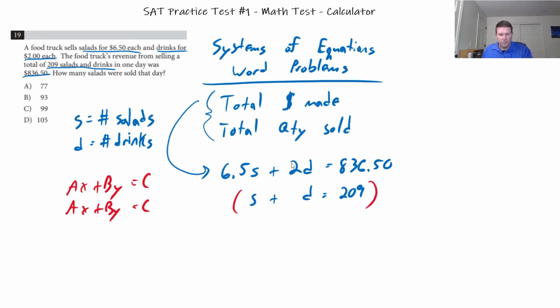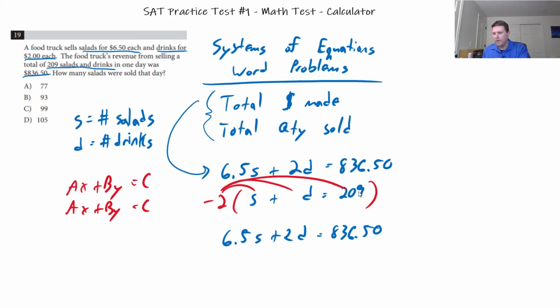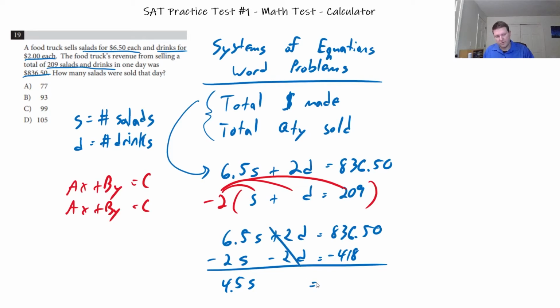And then if you look, which one is the easier variable to eliminate? You could do either one, but definitely D, right? So multiply the bottom by -2, and then I'm just going to copy the top one like this. After distributing the -2, we end up with -2S minus 2D equals -418. And then when you add downward, you get 4.5S, the D's are gone, and you end up with 418.50.